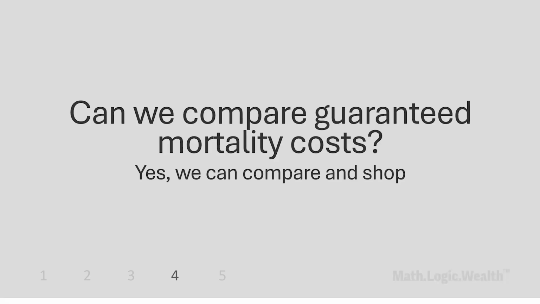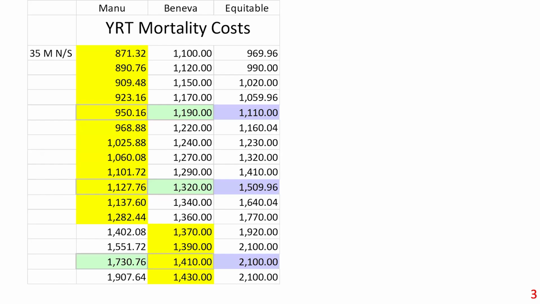Can we compare guaranteed mortality costs? Yeah, we can compare and we can shop. I do this all the time, but here's an example. I highlighted in yellow who has the best rates. There's Manu, there's Beneva, there's Equitable. There's a 35 male non-smoker. I might have done this a year ago, so don't hang too much onto this, but you can do it.